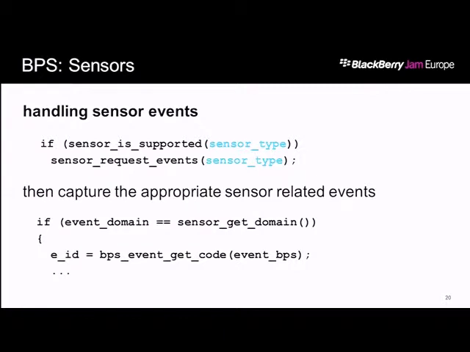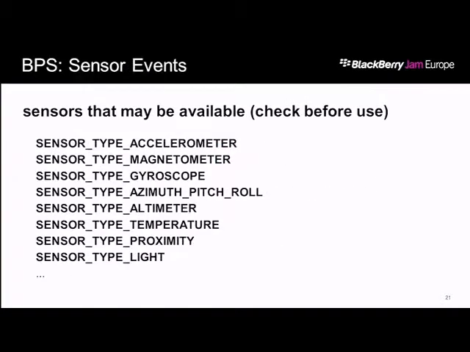But ideally here, what you need to do is before you request events for a specific sensor, just check to make sure it exists, right? So you just say, is it supported? And if it is supported, you can then process that event based on the domain, which is the sensor domain. So a few that you would be interested in using. I've seen a lot of games use accelerometer.